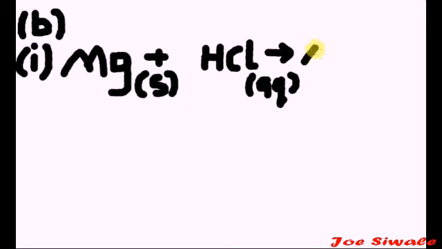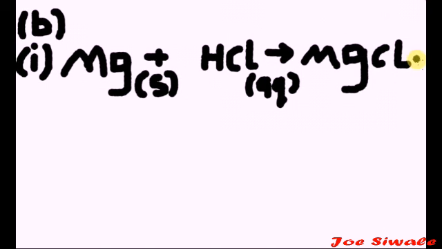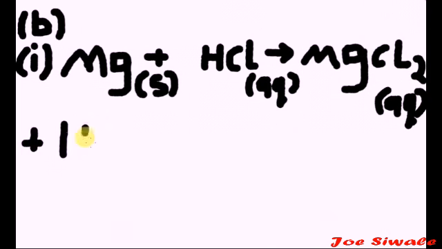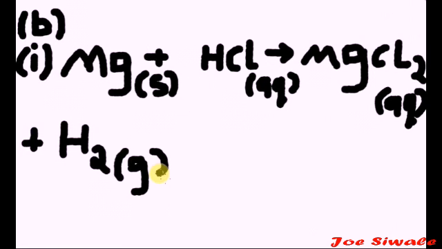So the product that will be produced is magnesium chloride, which has the chemical symbol MgCl2 and the state symbol is aq, plus hydrogen gas, and the chemical symbol of hydrogen gas is H2 and the state symbol of hydrogen gas is g. And to balance the chemical equation, just place a 2 where there is HCl.